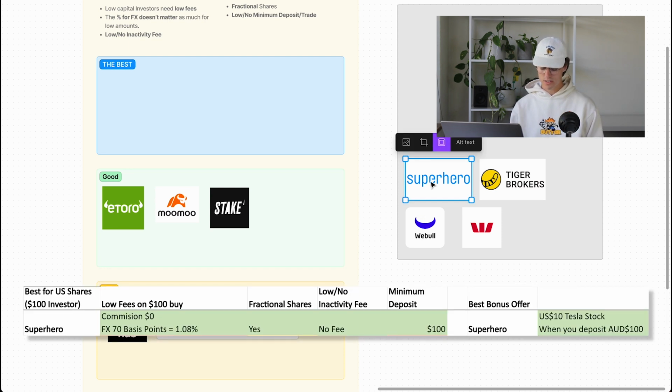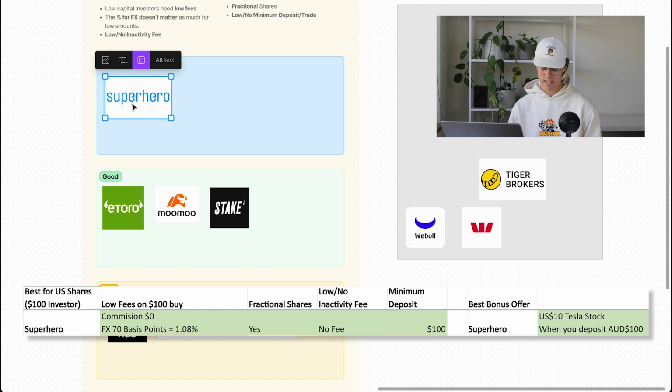Now, Superhero: commission of $0, fractional shares, yes. No fee on inactivity, yes. Minimum deposit, $100. We've got $100. That worked. They also give you 10 USD worth of Tesla stock when you deposit 100 AUD. So that's over a 10% bonus, which is unreal.